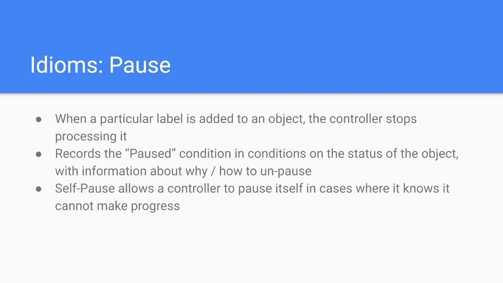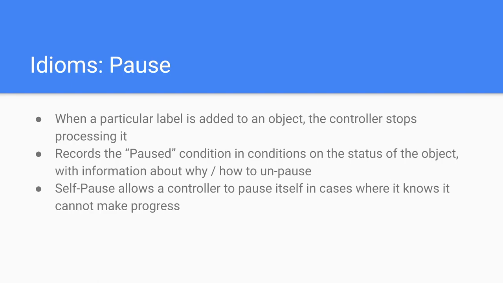Another one is the pause idiom, where it can often be useful to tell a controller not to stop entirely, but to stop processing a specific object. This can be especially useful if you need to go in and do some debugging, or a human operator needs to stop it from doing something crazy, that kind of thing.